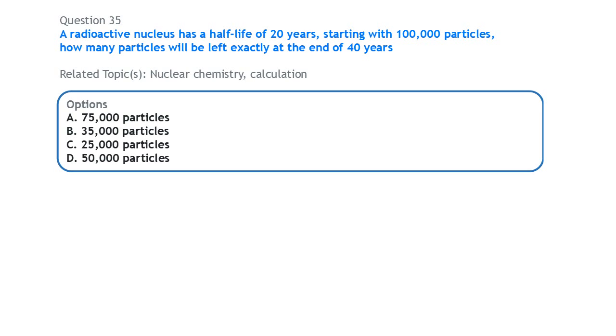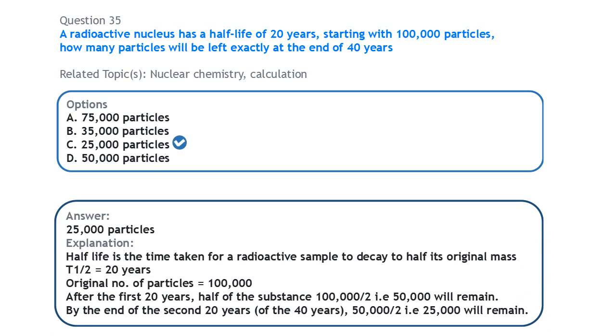So for 40 years we are going to have two half-lives. After the first 20 years of this 40 years, this will decay to half, so that will be 50,000 particles. Then after another 20 years, to make 40 years, it will decay again to half of 50,000, and that will be 25,000. So what is going to be left of that particle is 25,000.